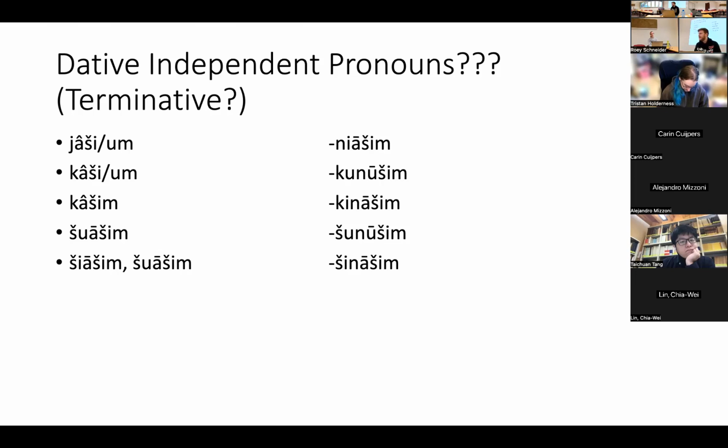Which is also connected by some to different terminative suffixes or dative suffixes also in Afro-Asiatic with an S. Is everything clear? Is there any question?